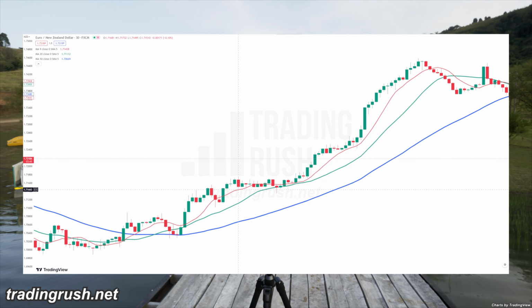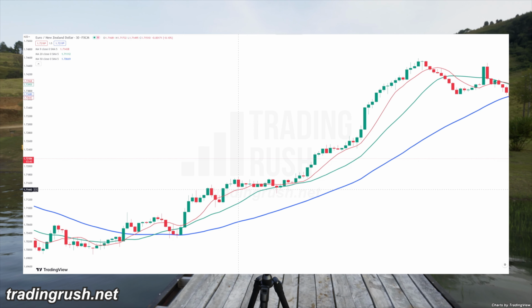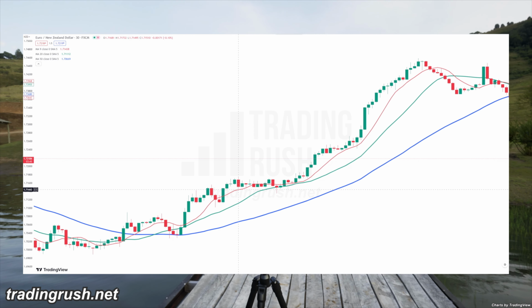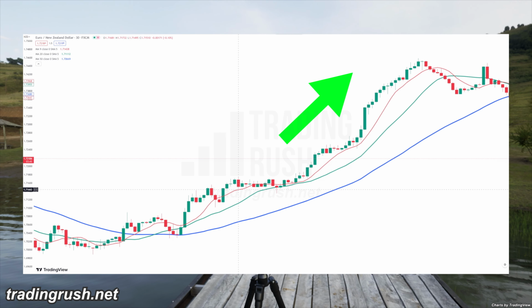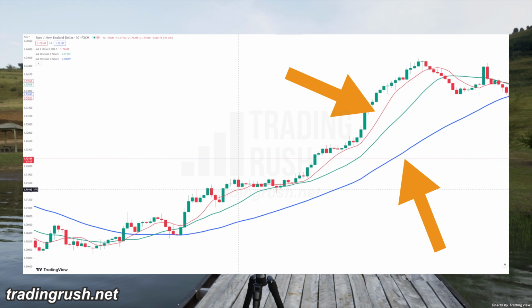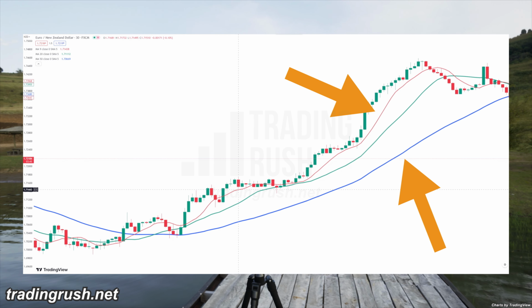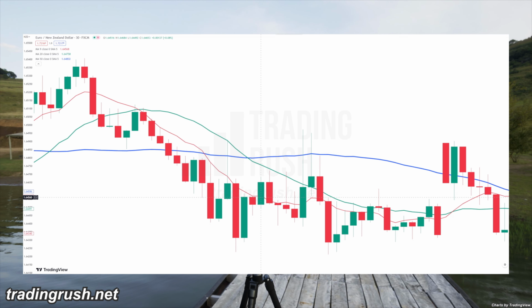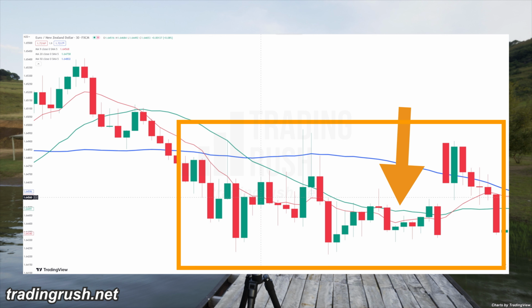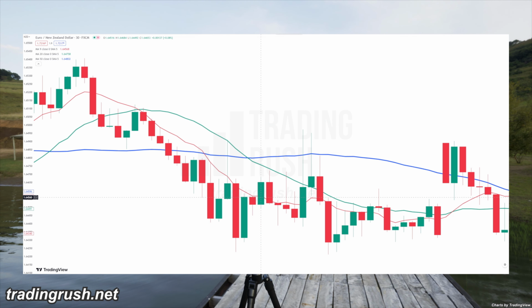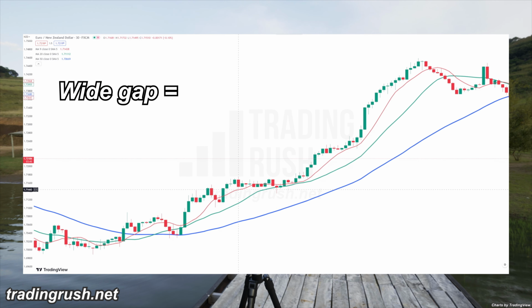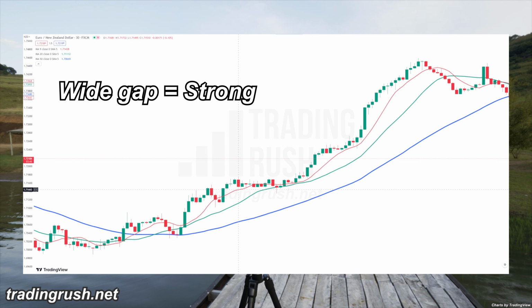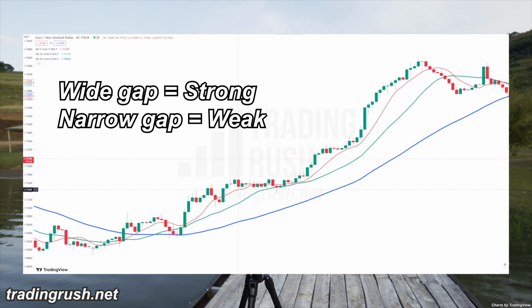Another indicator of strong momentum is when these three moving averages move further apart from each other. For example, in this chart, the price moved upward, and at the same time, the three moving averages moved away from each other. And in areas where the price momentum is low, these three moving averages converge or get closer to each other, so you can determine momentum based on the width and narrowness of these moving averages. If the moving averages are wide apart, the momentum is strong, while a narrow gap indicates low momentum.